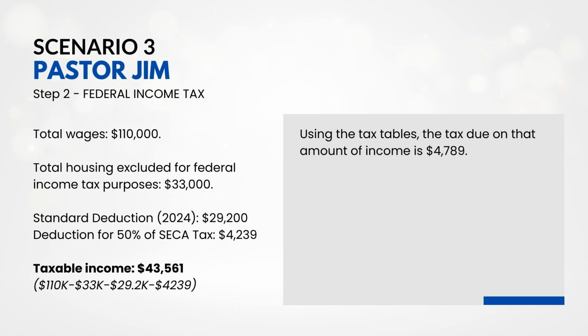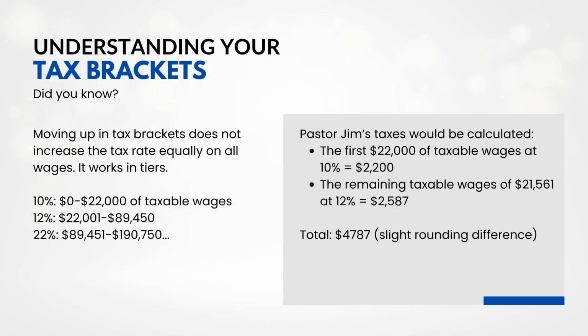For federal income tax purposes, the family makes significantly more money, with total wages coming in at $110,000. Pastor Jim receives all of the same deductions as Pastor Allen, but is left with a taxable income of $43,561 and a federal income tax of $4,789. I'll pause here for a moment to clarify a concept that is commonly misunderstood. Did you know that as you earn more and reach higher tax brackets, only part of your wages are taxed at the higher rates? Earning more does not move all of your income into higher tax brackets.